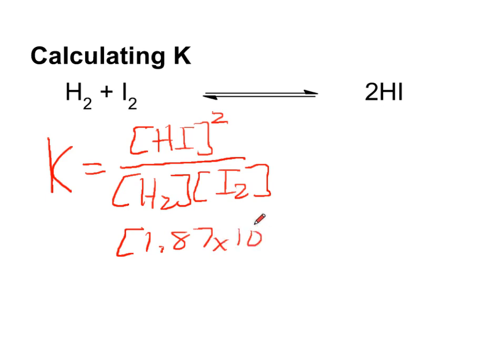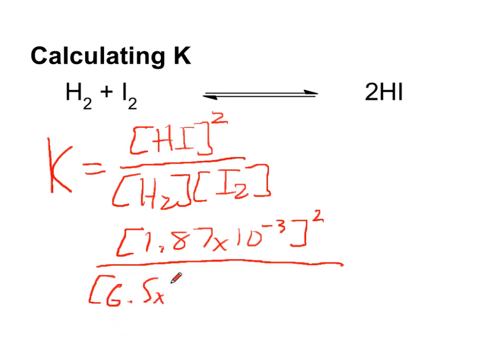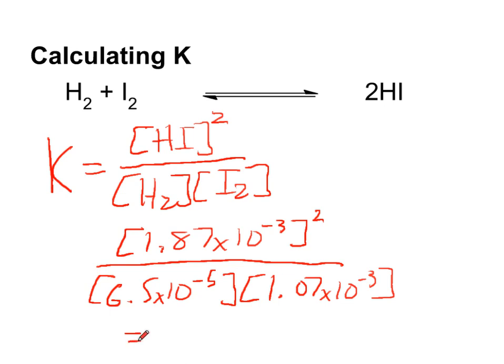1.87 times 10 to the negative third squared, that was the concentration of the product at equilibrium, divided by the reactant equilibrium concentrations. 6.5 times 10 to the negative fifth times 1.07 times 10 to the negative third. And when we do all of our math there, we're going to come up with K being equal to 50.3. And remember, there are no units for the equilibrium constant.